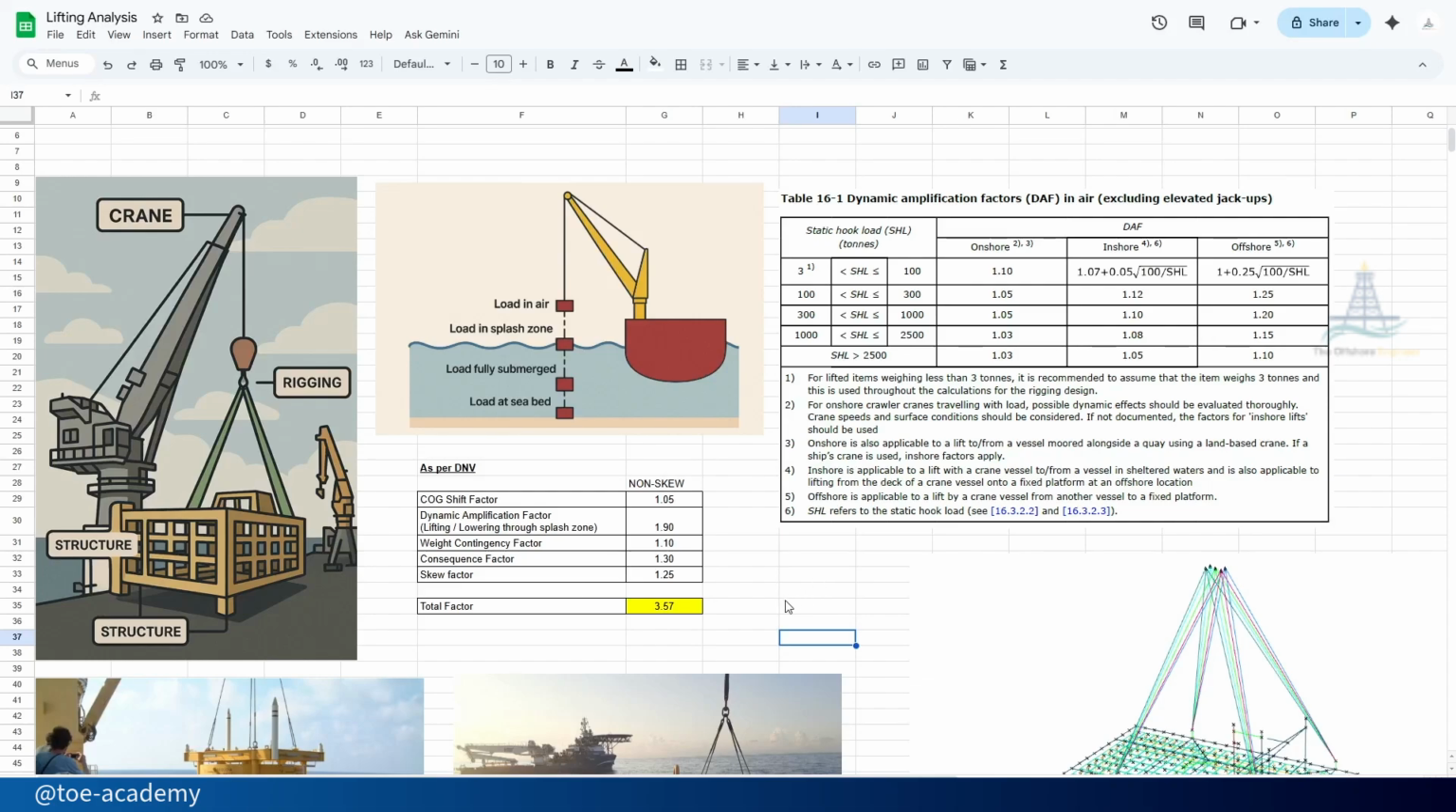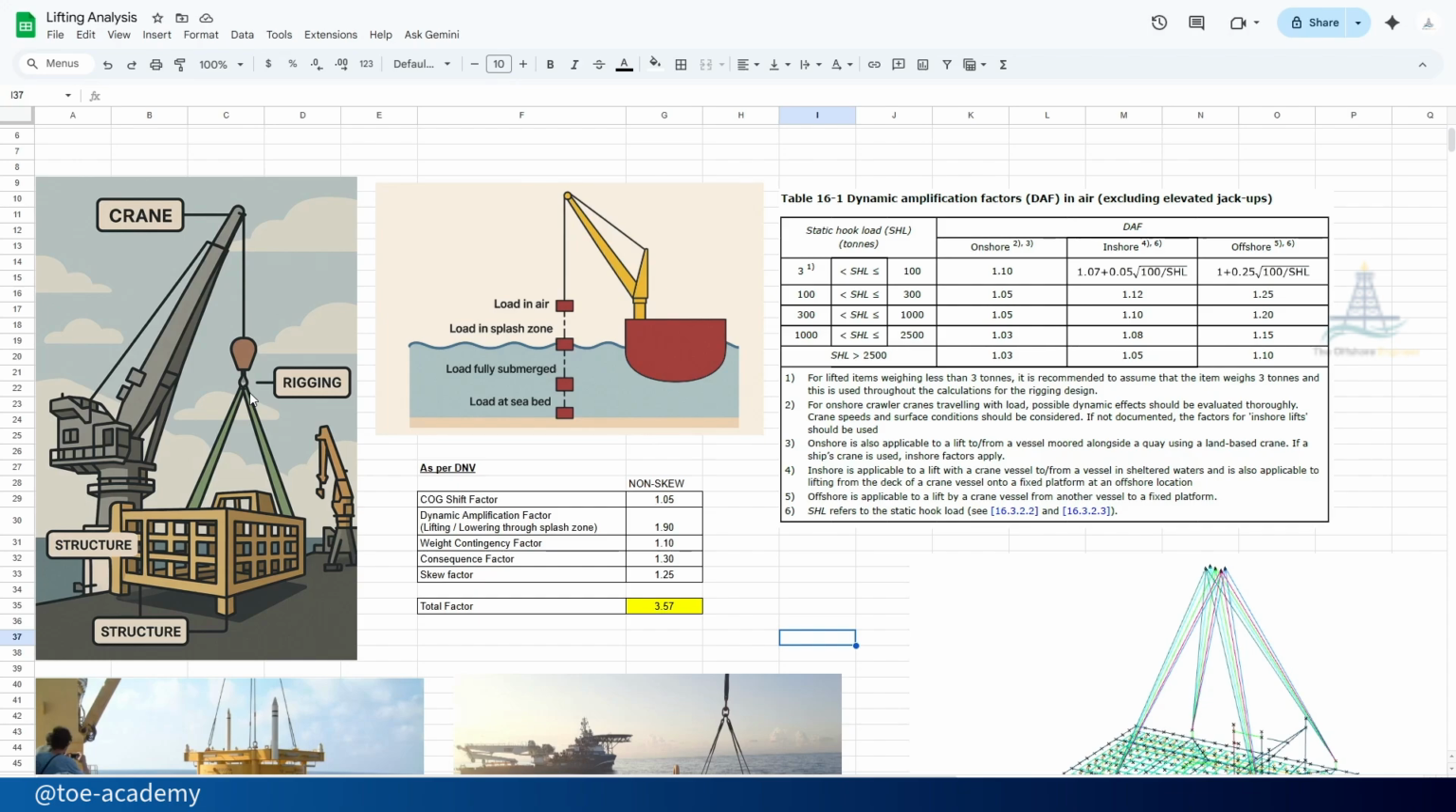Okay, in the last class, we have learned about doing lifting analysis with API factors. So today, let's take a look at how to do it with the DNV factors. Now, when we look at a normal lifting offshore, what happens? There will be a crane, there will be a hook point, and there will be rigging connected to the structure. So we will be having the structure over here, and we will be having a rigging connected.